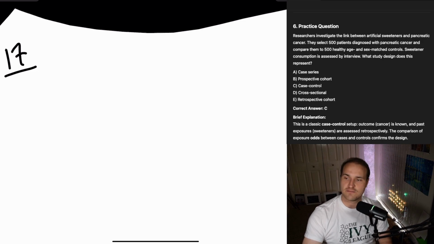So they selected 500 people who are diagnosed with pancreatic cancer. And so this is the odds ratio. And the way that you remember this, the best way to remember this, I tell you, is think about the odd people as what they select for.